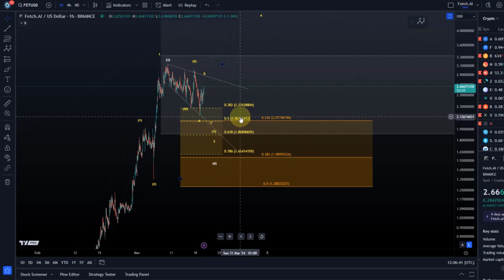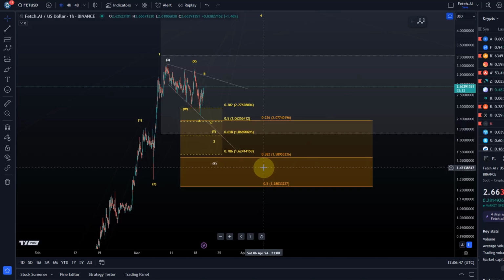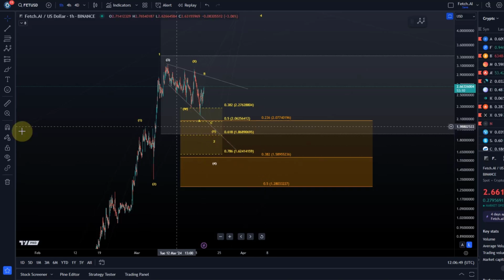And there's also Fibonacci confluence around $2.06, $2.07. And then we have the next support level at $1.86. That's my update about FET.